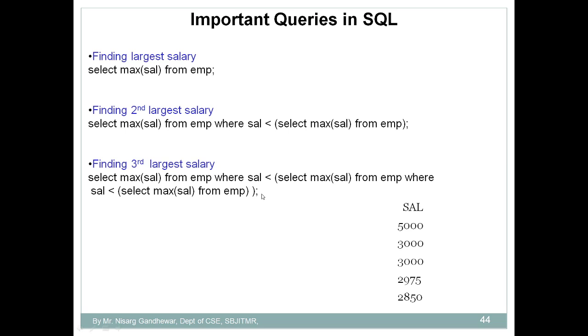But my question is, how many times are you going to nest this? Suppose somebody asks me that in my employee table a total of 1000 rows are there, and I need to find the 500th largest salary of an employee. Can I nest this query 500 times? Is writing this query efficient? No. Up to 3 or 4 levels you can nest it. But after 3, suppose you want to find the 10th largest, 11th largest, 12th largest, so you require some generalized query which returns the nth largest.